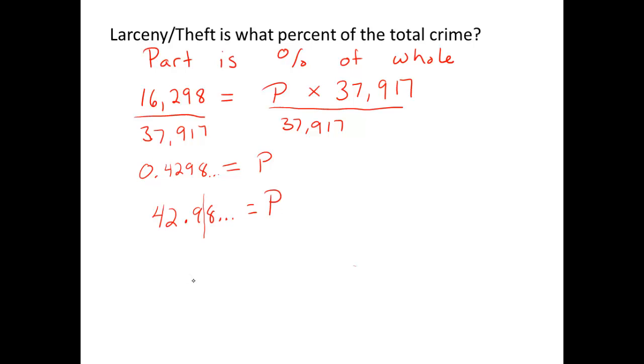The problem says to round to the nearest tenth of a percent. So we will cut the number here. The 8 tells the 9 to go up to a 10. So when the 9 becomes a 10, the 1 from the 10 will be in this place, and we'll add the 1 to the 2, making it a 3. And the 0 will stay a 0, and therefore we have 43%.